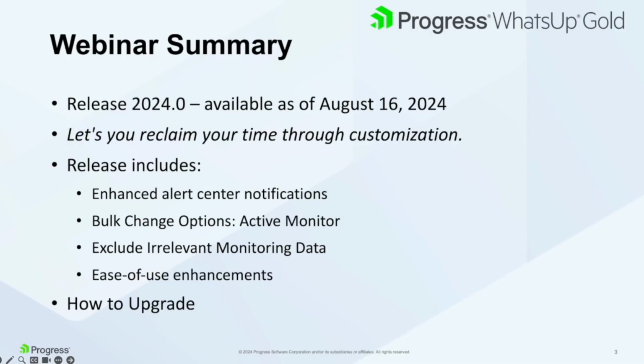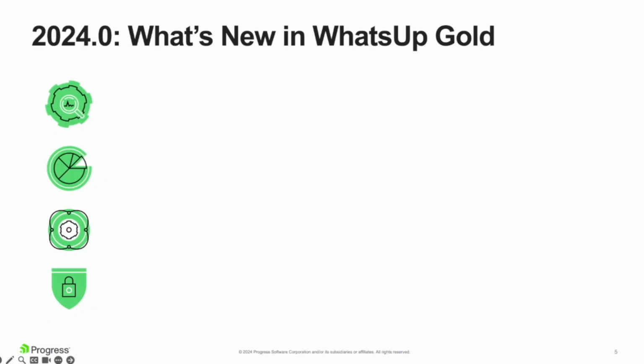This release 24.0 was made generally available a few weeks ago on August 16th. And really our theme here was that it lets you reclaim your time through customization. Jason will go into greater detail about how the release does so, but I'll touch briefly on some of the top features, such as the enhanced Alert Center notifications, bulk change options. We now give you the ability to exclude irrelevant monitoring data, as well as many ease of use and security enhancements. And then finally, we'll talk a bit about how you actually upgrade to the latest version 24.0. Okay, so let's get going.